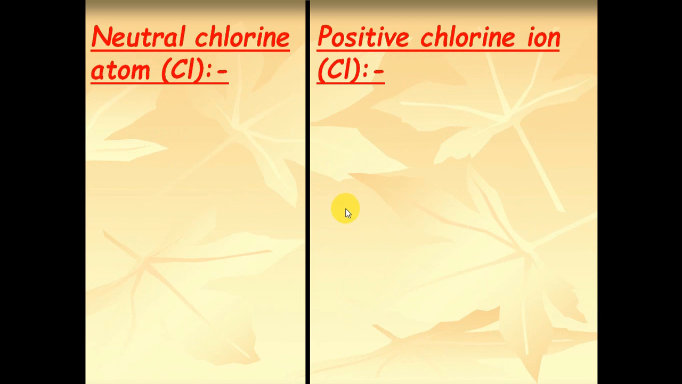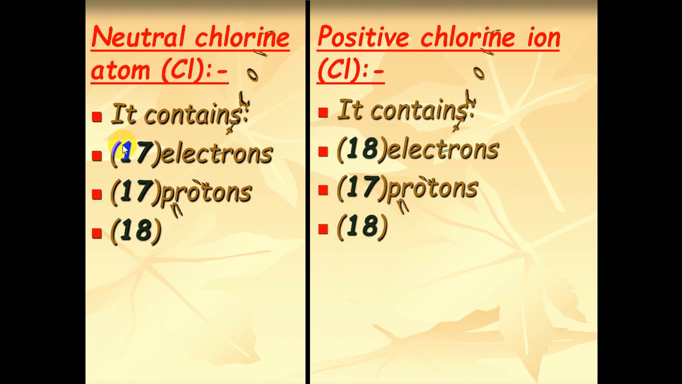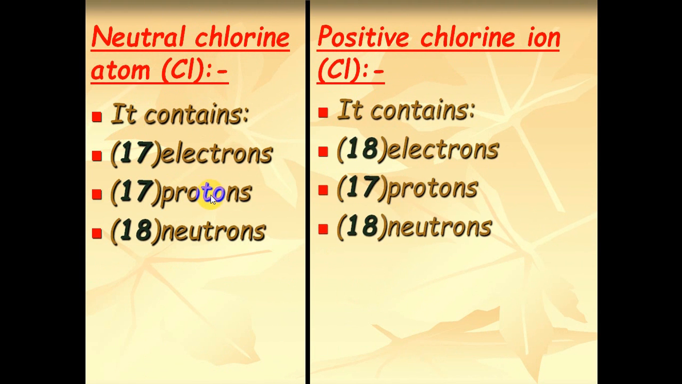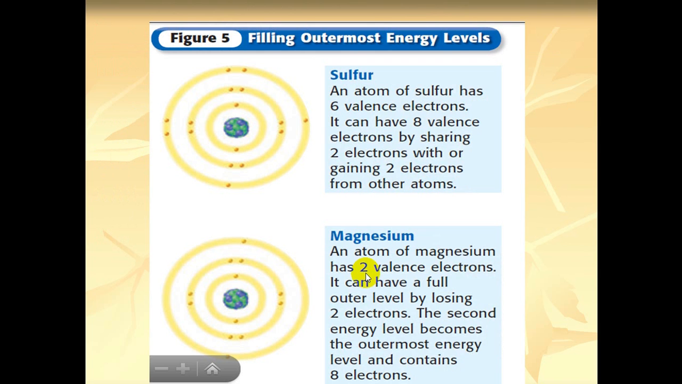So let's compare here between the neutral chlorine and the negative chlorine ion. Here it contains 17 electrons, 17 protons, and 18 neutrons. And the negative chlorine ion contains 18 electrons, 17 protons, and 18 neutrons. So here they are equal, so it's neutral. Here electrons are more than protons by 1, so the overall charge will be negative 1.